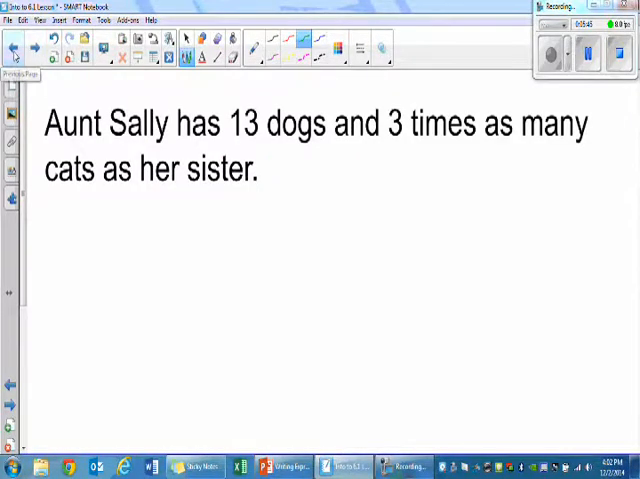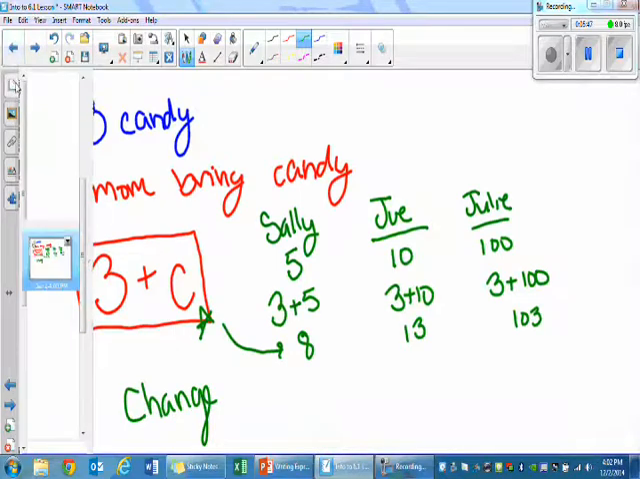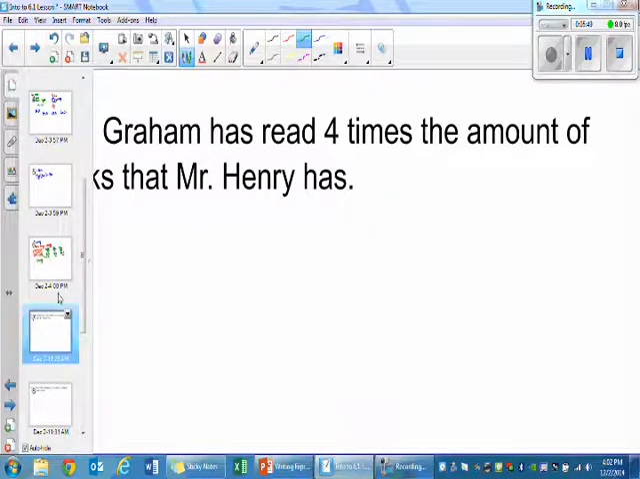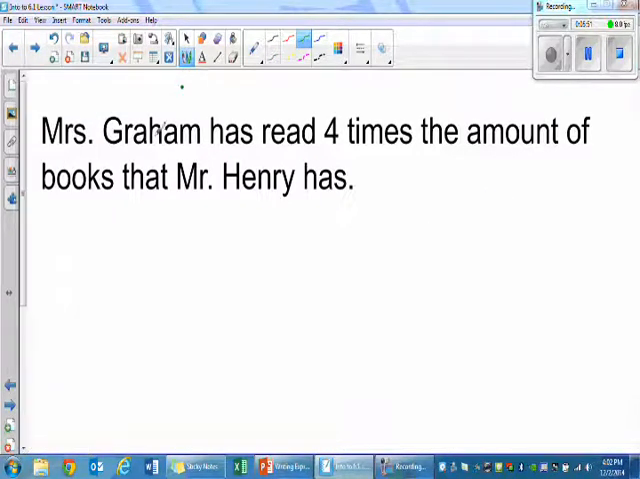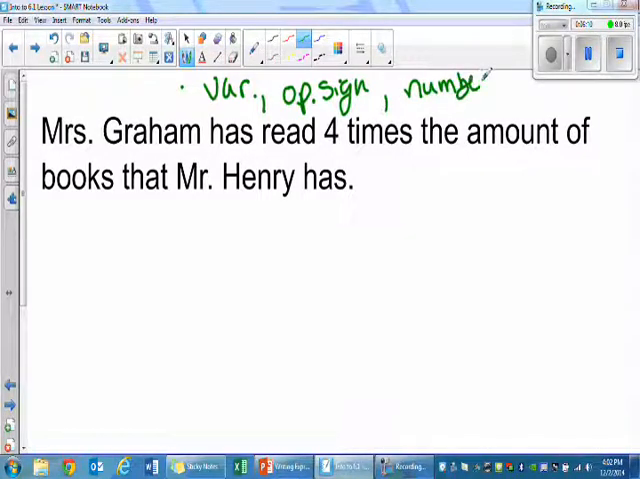So, right now, I'm going to give you an example of how to write your own algebraic expressions. So here, Mrs. Graham has read 4 times the amount of books that Mr. Henry has. So remember, you need a variable, you need an operation sign, and you need a number. Okay, so I'm going to reread the problem and try to pick those things out.